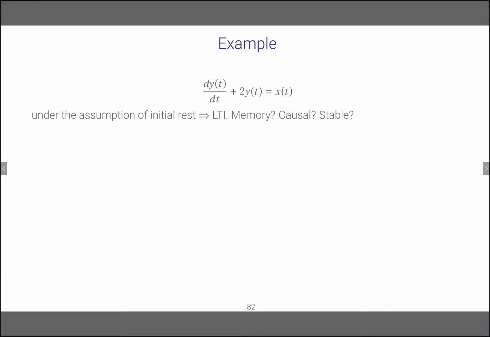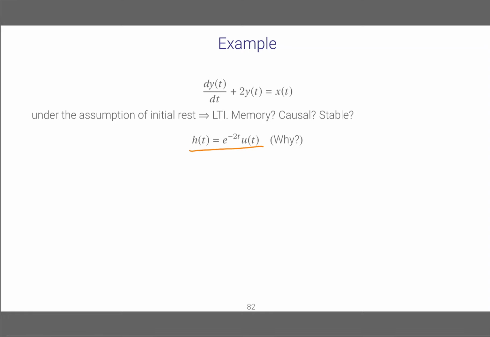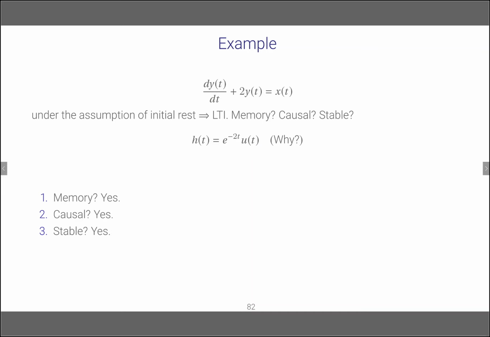Or similarly, we can do an example for a continuous time system, to see whether it has memory, is causal, or is stable. Actually, its impulse response is not given directly, so we would have to use differential equations to find it, but we will not do that in this lesson. Does it have memory? Yes, it has memory.